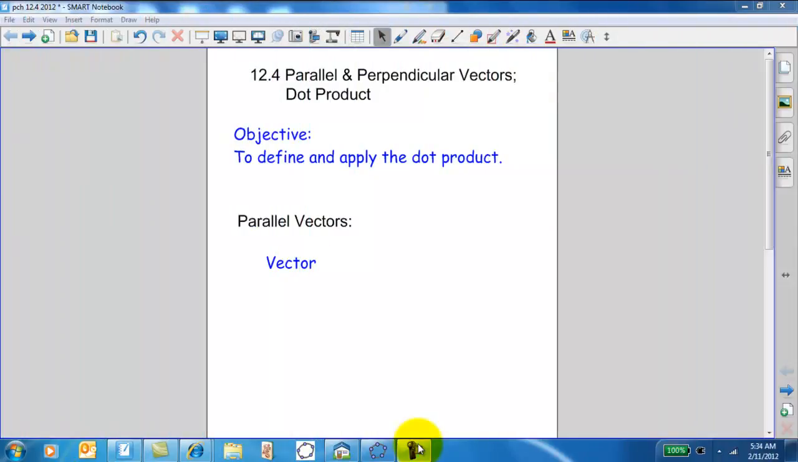Hello, pre-calculus honors students. Here we are with 12.4, parallel and perpendicular vectors, and the dot product. We're going to try and find and apply the dot product. First, let's see what makes vectors parallel and what makes them perpendicular using GeoGebra.